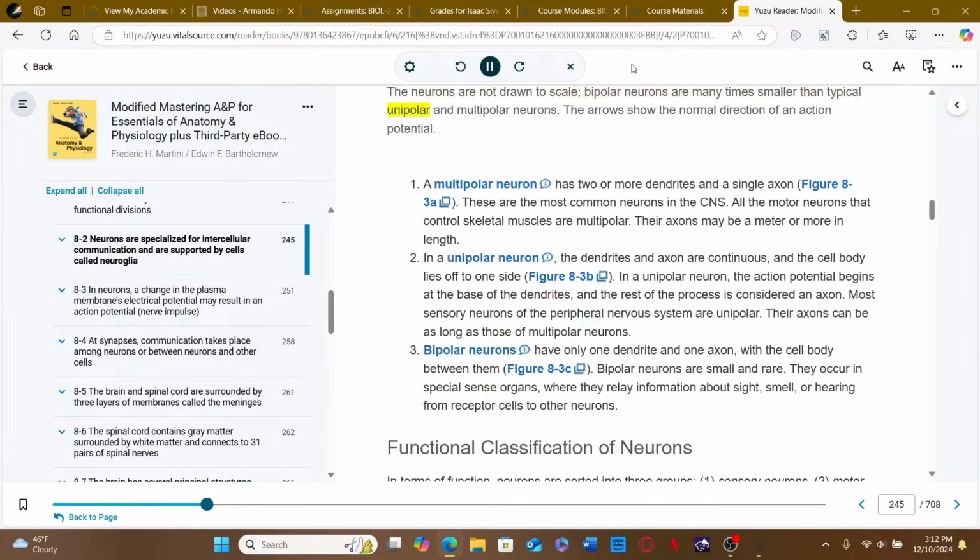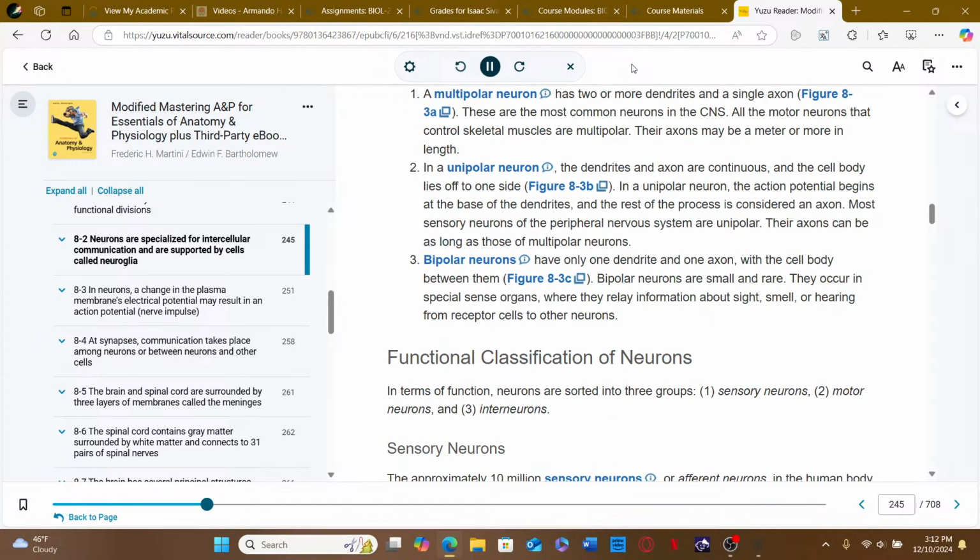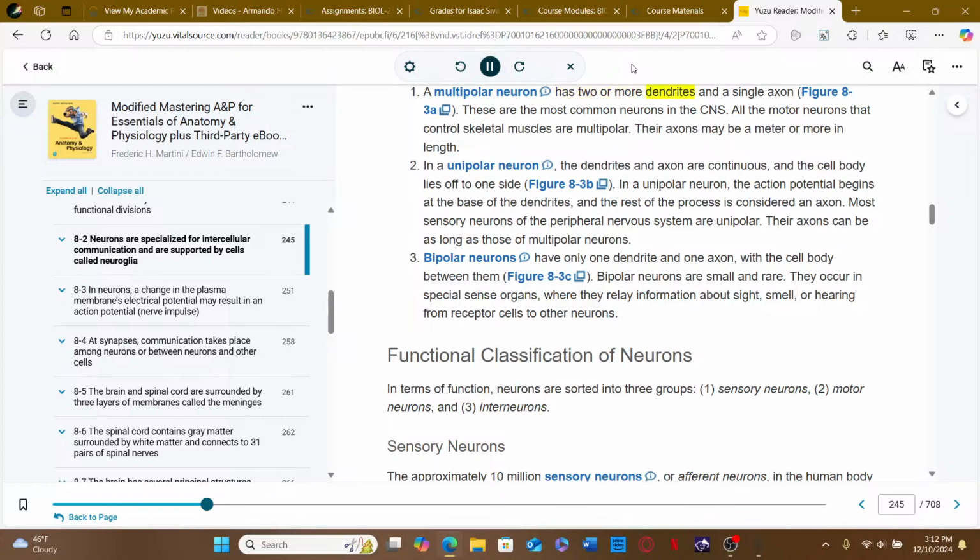The neurons are not drawn to scale. Bipolar neurons are many times smaller than typical unipolar and multipolar neurons. The arrows show the normal direction of an action potential. Figure 8-3 full alternative text. A multipolar neuron has 2 or more dendrites and a single axon, figure 8-3a. These are the most common neurons in the CNS. All the motor neurons that control skeletal muscles are multipolar. Their axons may be a meter or more in length.